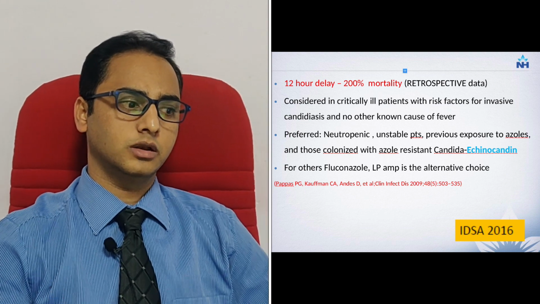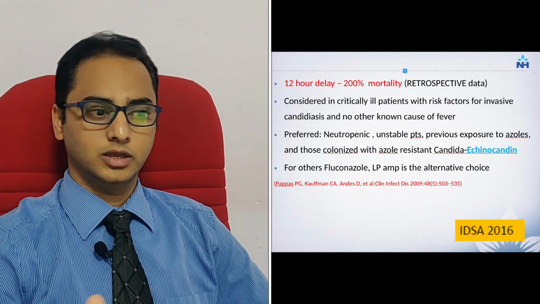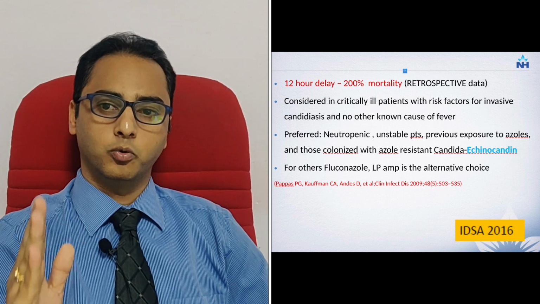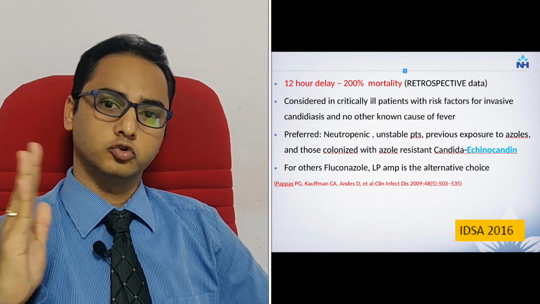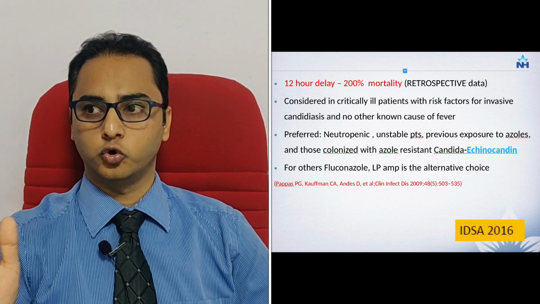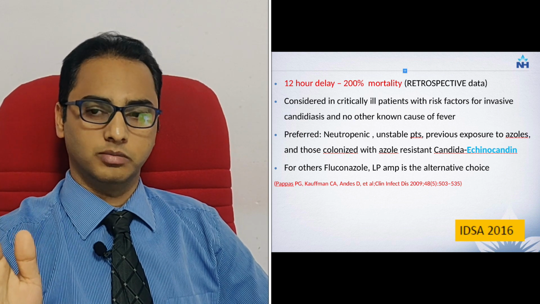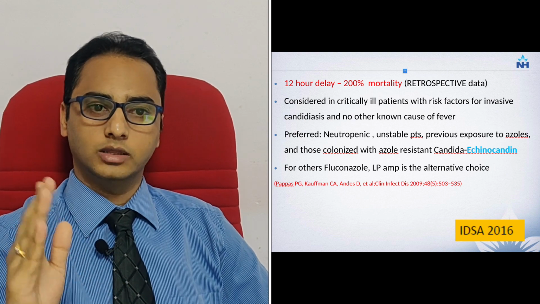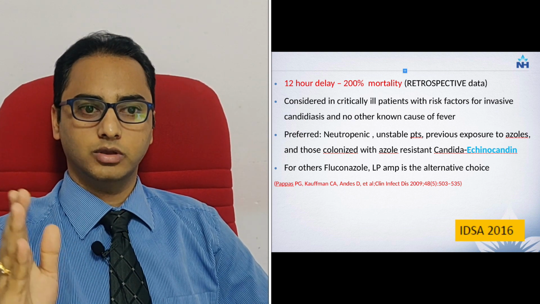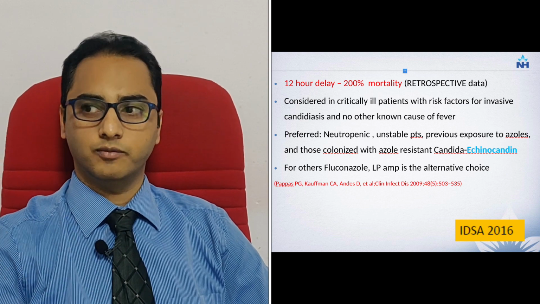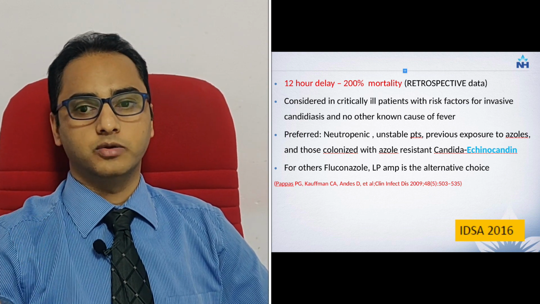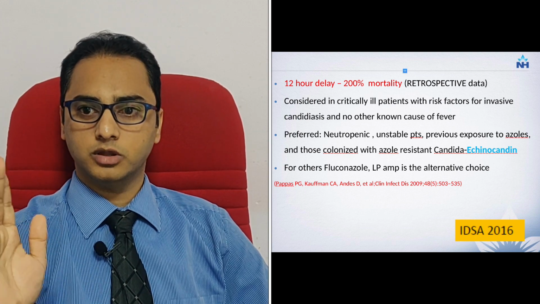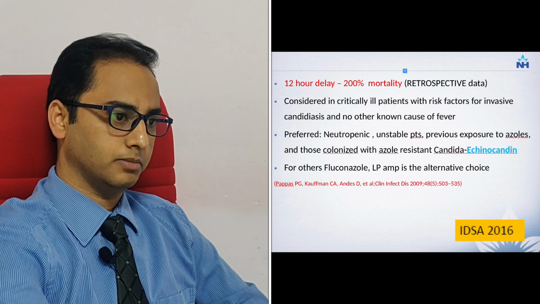Okay. So there are certain risk factors you have to consider when choosing an antifungal for empirical or preemptive therapy. If the patient has received azoles previously, the patient is neutropenic, or hemodynamically unstable, then the option is echinocandin. This is the IDSA recommendation. Okay. So other than these risk factors, you can go for fluconazole or amphotericin B. For neutropenic, previously received azoles, or unstable hemodynamics, the option is echinocandin. This is about empirical and preemptive therapy.